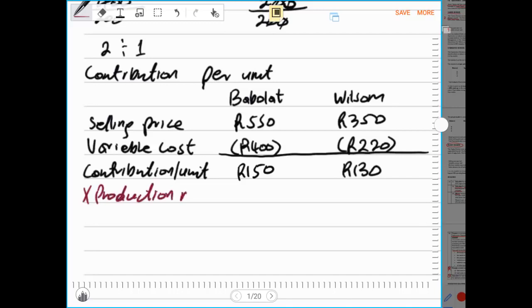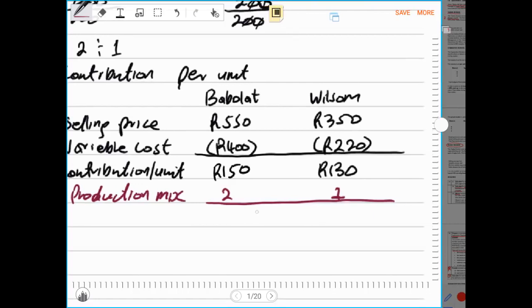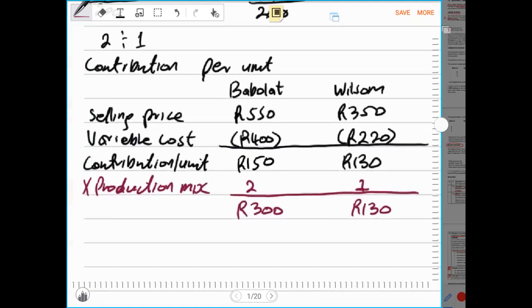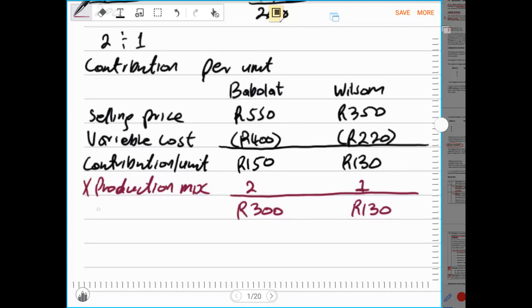We can multiply this by the production mix, because we already know that we are required to calculate the break-even point. And whenever you calculate the break-even point for two products, you need to multiply by the production mix. So now this will be 300 and this will be 130 rands. Therefore now we get to our weighted contribution per unit. So now this will be our weighted contribution per unit, and I want to hold it here so far.